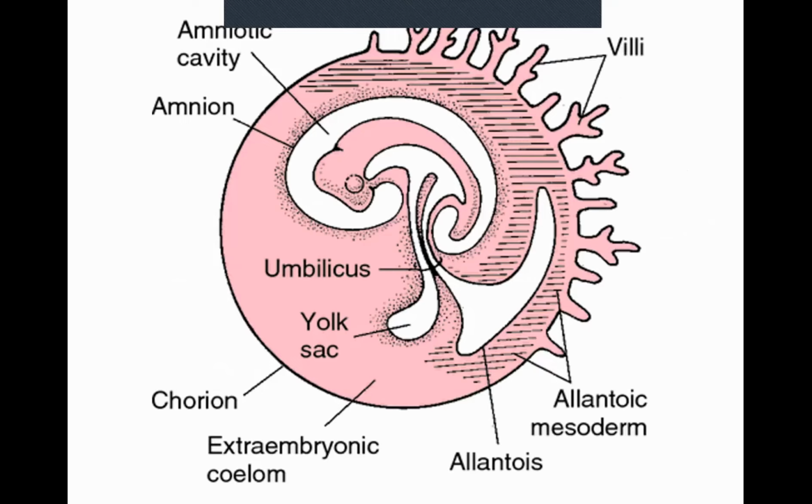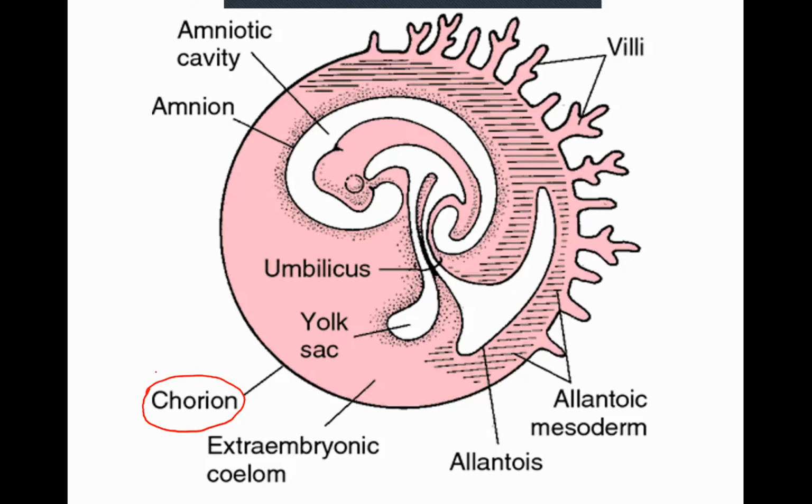Okay, now let's see. This one is important. You have to make sure you have this picture of the embryo with all the extra embryonic membranes. First, chorion. This is chorion. Remember, chorion is the outermost layer. This is chorion, plus the villi. What are villi? I'll explain later. Next, another layer is amnion.